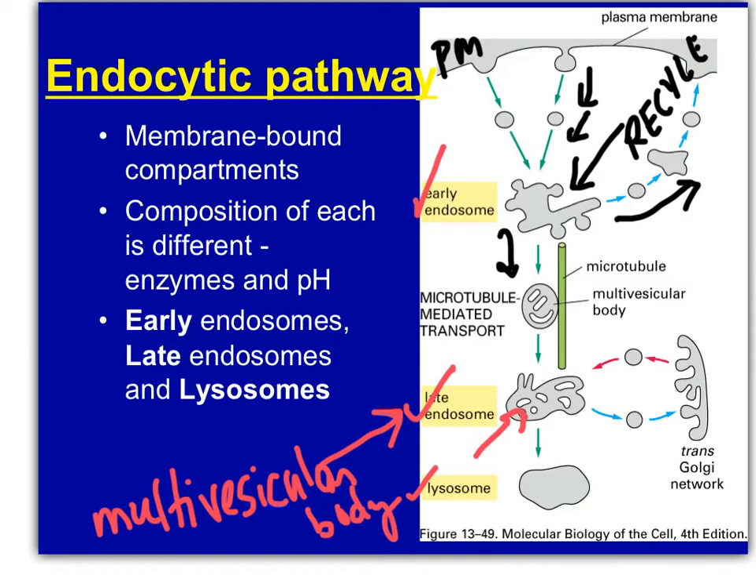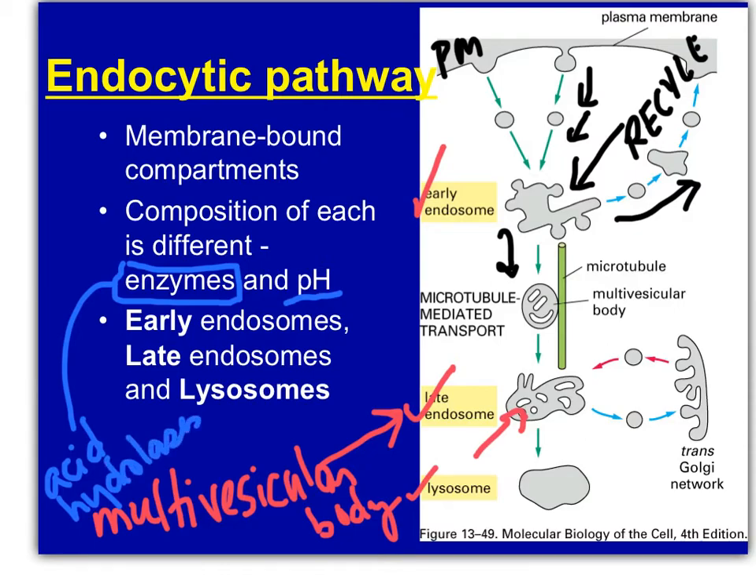An interesting feature of this pathway is that the composition of each different compartment is different, and that means that the enzymes in each compartment are different. Some of them overlap, some of them are completely different, and the pH changes down this pathway. That's going to be important because you're going to see that a lot of the enzymes in here are called acid hydrolases. All right, I expect you to know all these words.